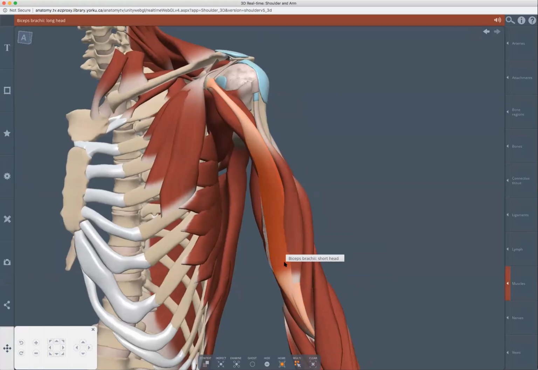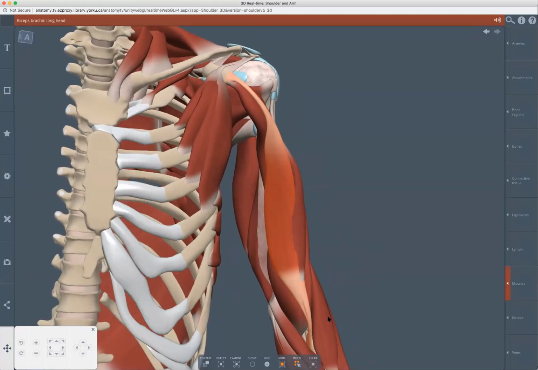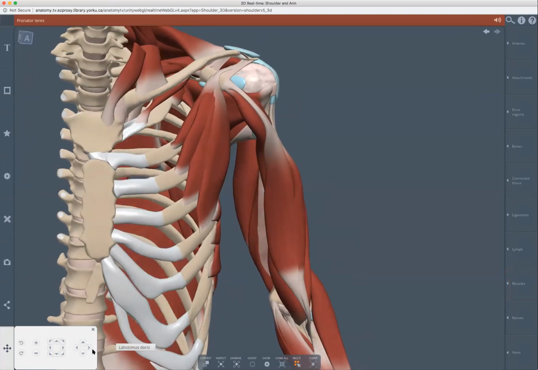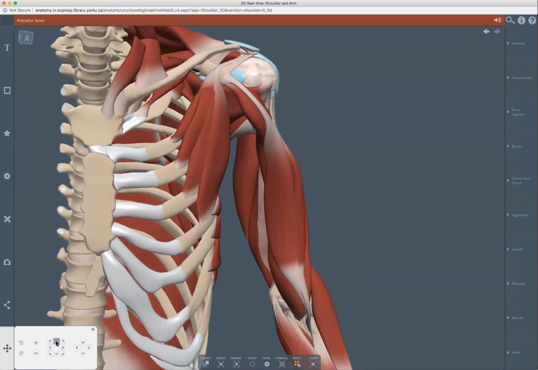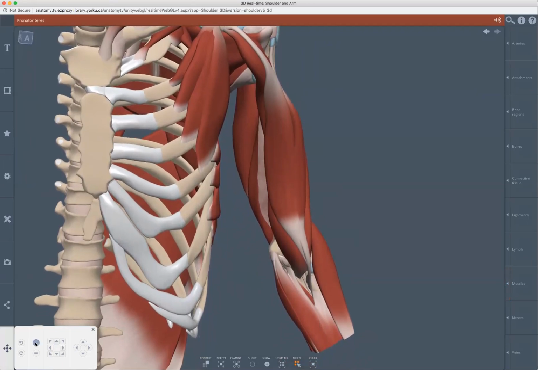And let's start with the short head of biceps brachii. So the short head is originating here on the coracoid process of the scapula. It's going to join together with the long head of biceps brachii to form the tendon of biceps brachii. And that's going to come down. Let's get rid of a few things here. There we go. That's going to go down and insert on the radial tuberosity down here.